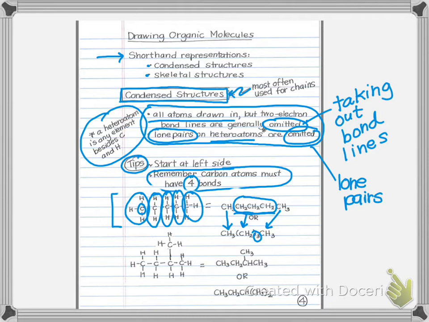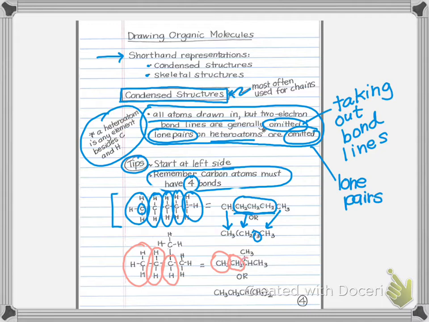So let's look at this second example, and I'll change the color. So here I start from the left. Here I have a carbon that has 3 hydrogens. So you write CH3. Remember, we're condensing it, so we're taking out the bond lines. Then here is a CH2 right next to it. So I write the carbon, and it has 2 hydrogens. Then here's this carbon right here.